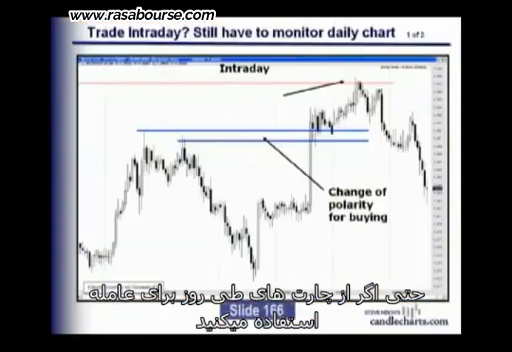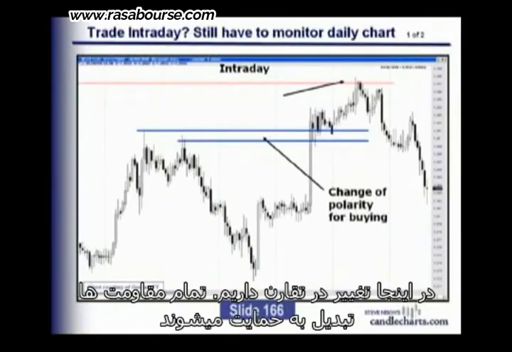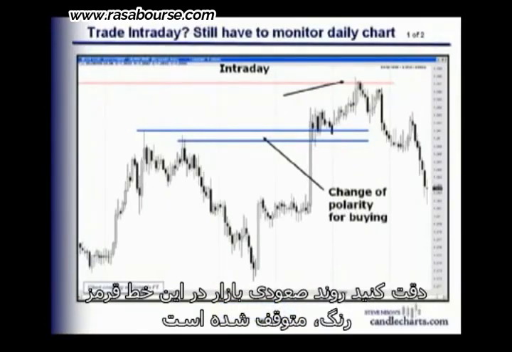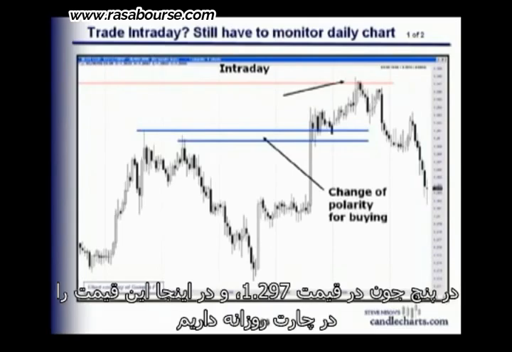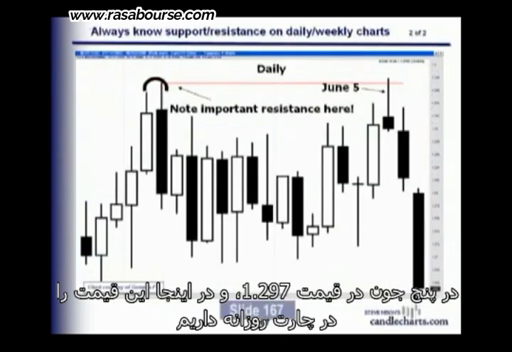Here we have the change of polarity, old resistance becoming support, and notice how the market stalled at that red line there. The reason the market stalled there, this is an intraday chart, is because the market had very important resistance. Okay, this is 129.70. This is June 5th. Okay. This is June 5th on the daily chart.